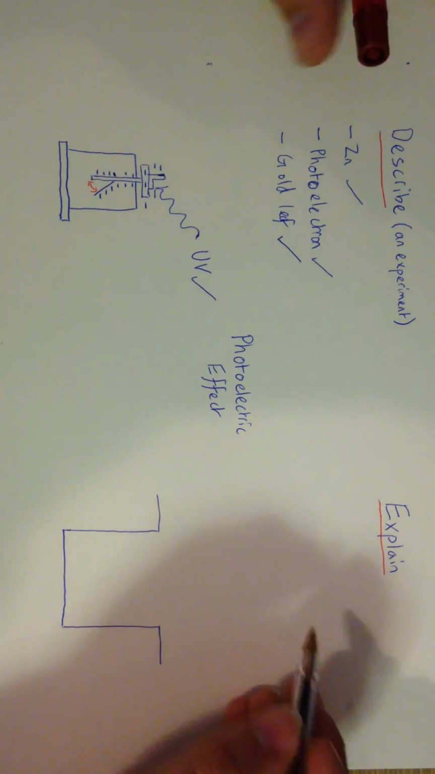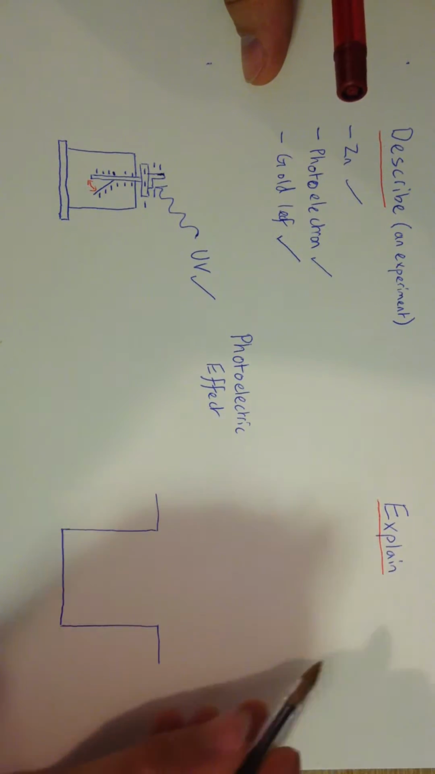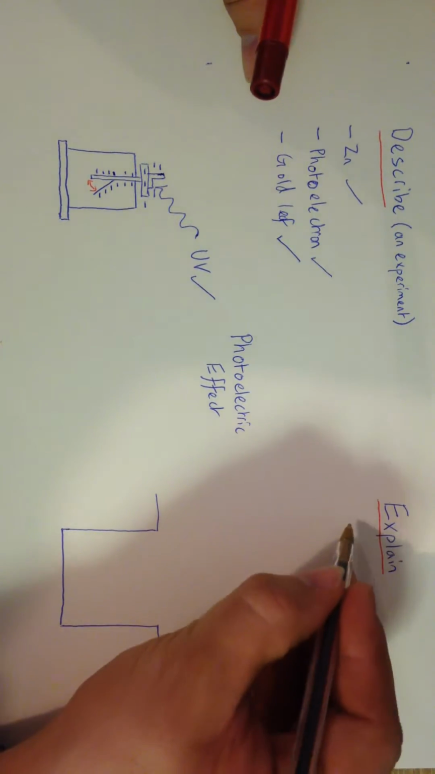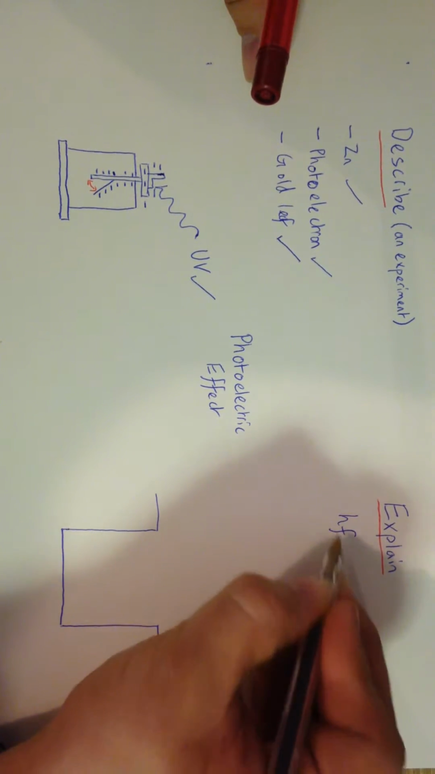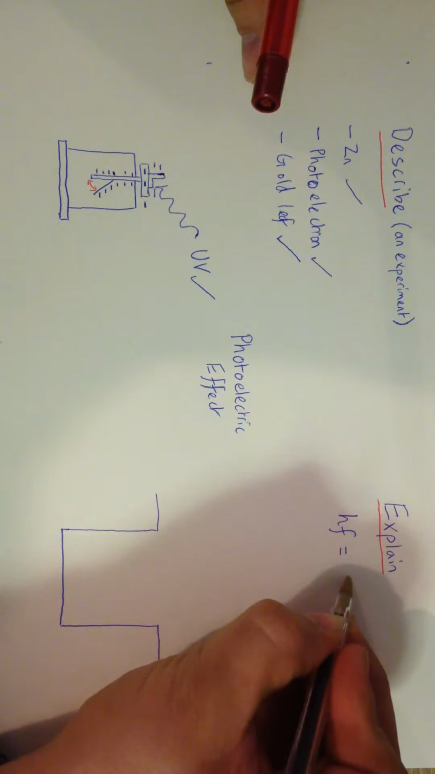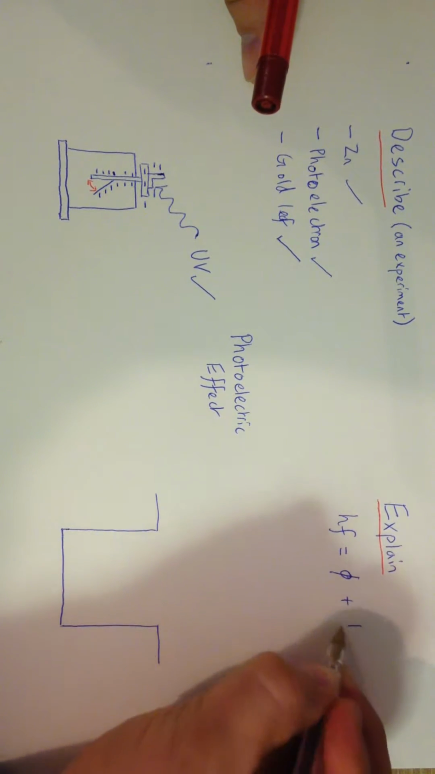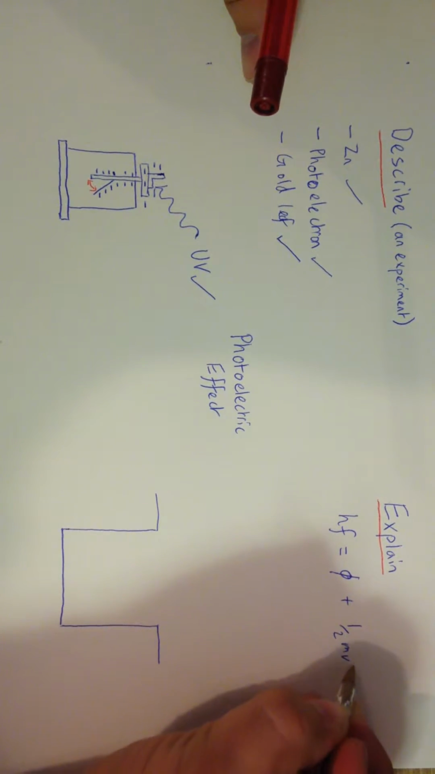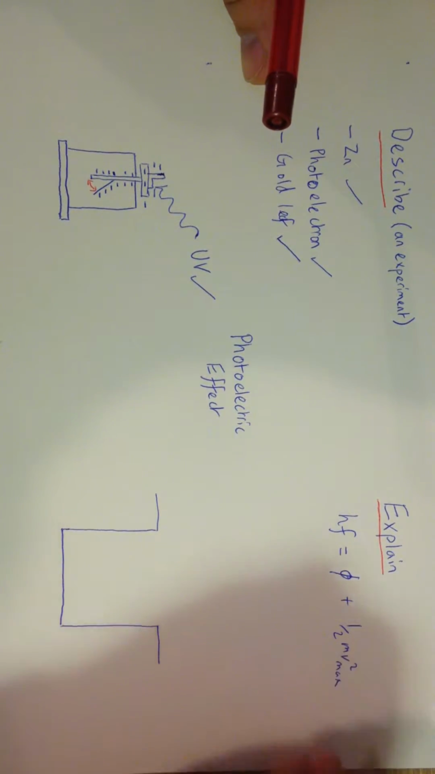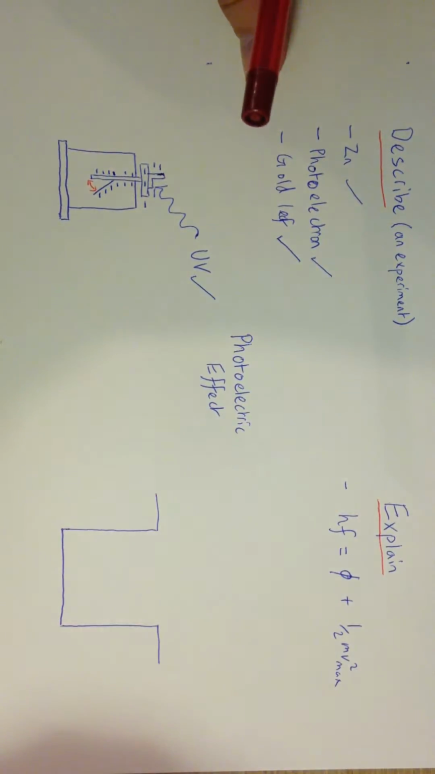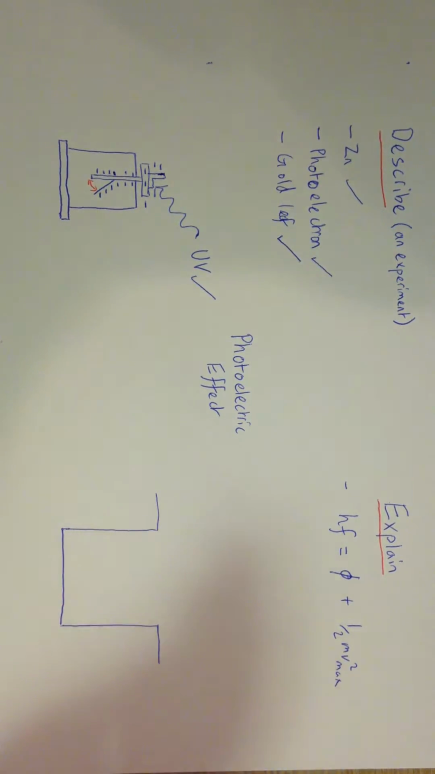This is different to an explain question, which stems from Einstein's equation. So we've got that the energy of an incoming photon is equal to the work function plus half mv squared, being the maximum kinetic energy of the photoelectron. And you would get 1 mark for stating that equation. You then get 1 mark for stating what each bit is.